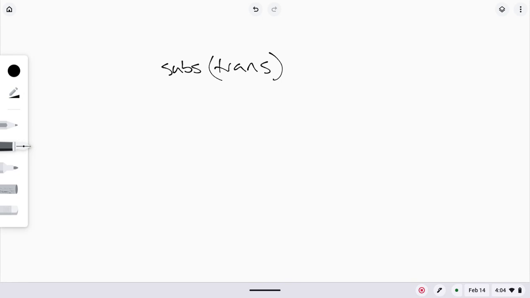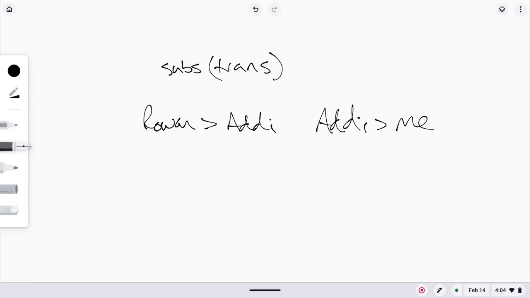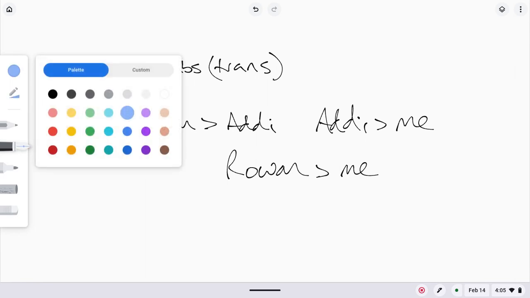So I had an example in class where maybe Rowan is stronger than Addie, right? And maybe Addie is stronger than me. So if that's true, then Rowan is probably stronger than me, right? And in the past, we could have used either substitution or transitive in this situation, but now it's very specific, right?